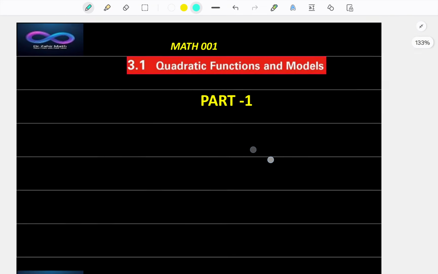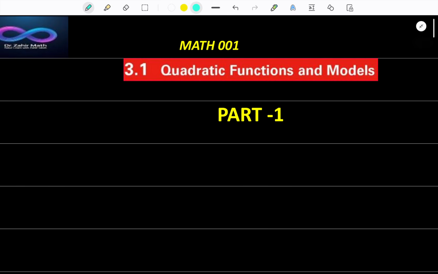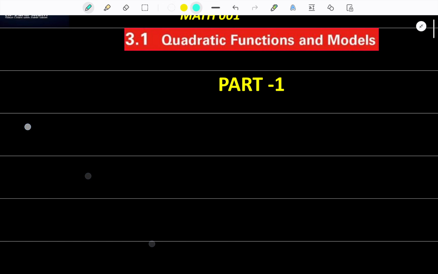3.1 Quadratic functions and models. Before starting this, we need to study some important rules. The first rule which you are going to study is standard form of a quadratic function. Again, I'm telling you, standard form of a quadratic function.